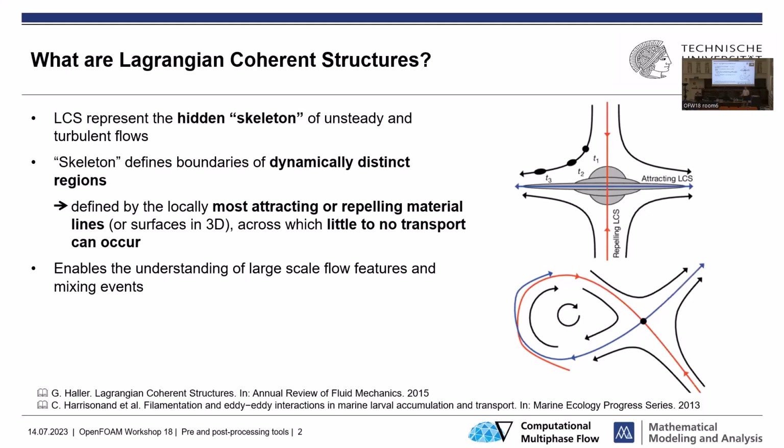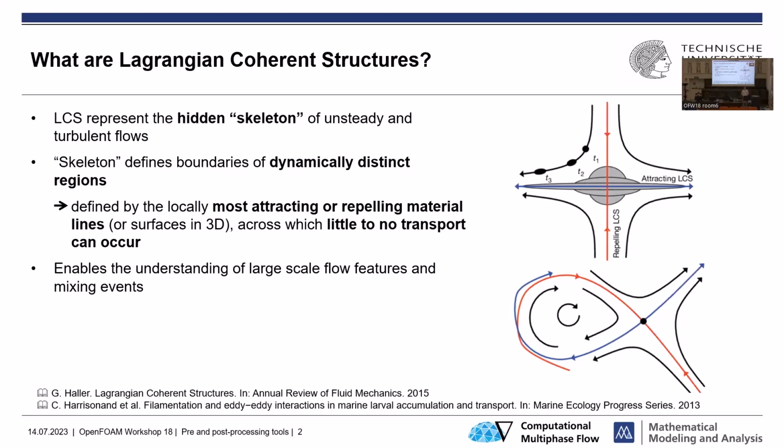So we can order our velocity field in dynamically distinct regions. As you see here on the right side, there is a figure. So you have material lines, if you consider a 2D flow, or material surfaces, if you consider a 3D flow, that are most repelling or most attractive. And the most important thing about that is there is little to no transport across these surfaces.